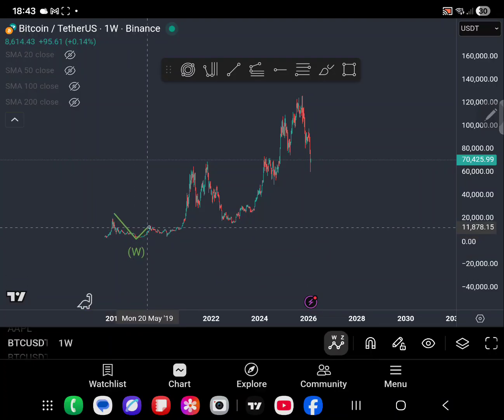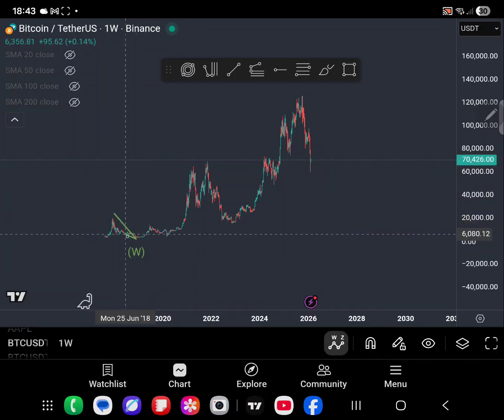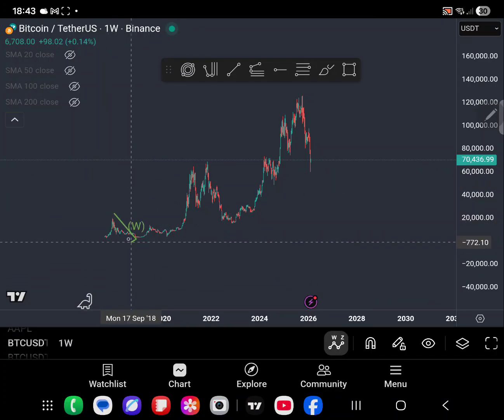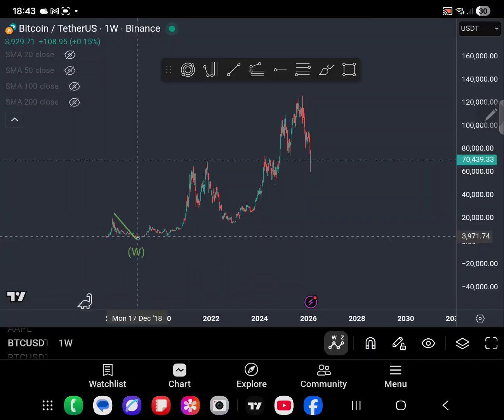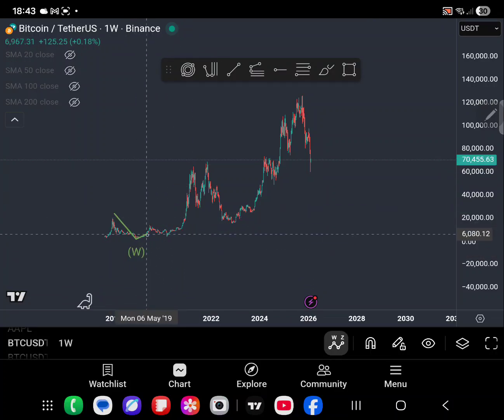And then you had an A, B, C. So obviously the first corrective wave came down from the top. You got a W, I call that W. And then the X wave is an ABC, right? It's its own ABC.